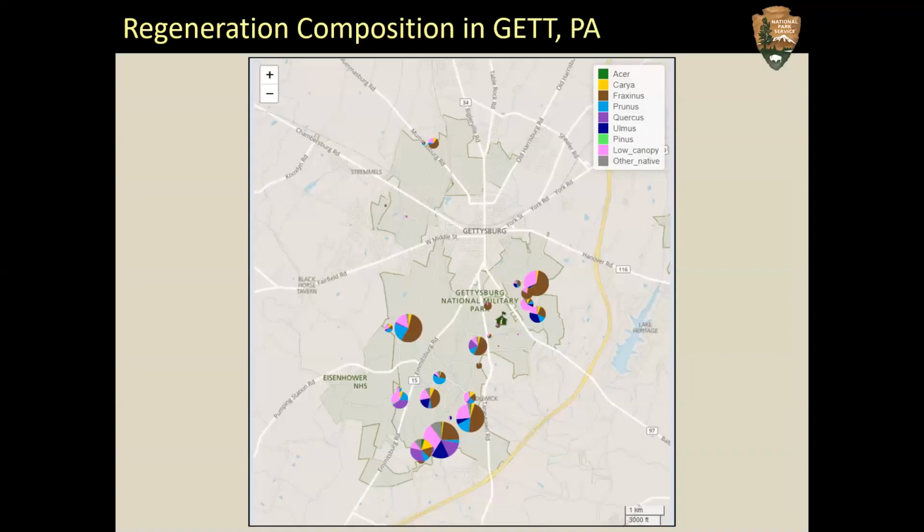So this map is a map of our forest plots in Gettysburg. Each pie is a plot, and the size of the pie is relative to total seedling density. So bigger pies have more seedlings, and the colors represent the species making up the seedling layer. And hopefully you notice that there's a lot of brown, which is ash, a lot of pink, which is low canopy species, and a lot of dark blue, that's elm. And so we have a lot of species regenerating in the understory in Gettysburg that just aren't really going to form a continuous canopy long term.